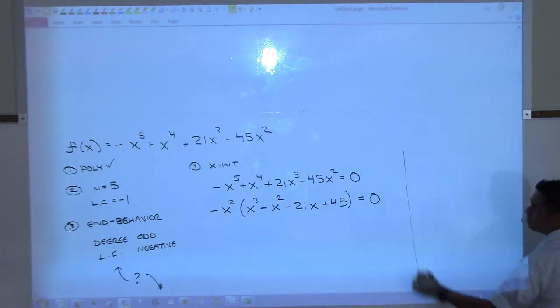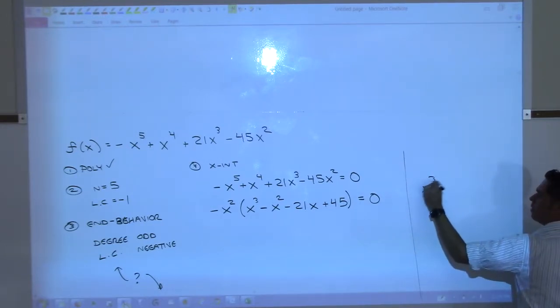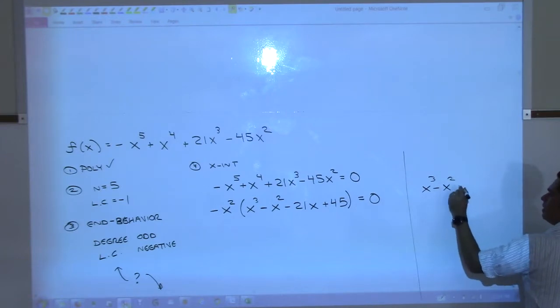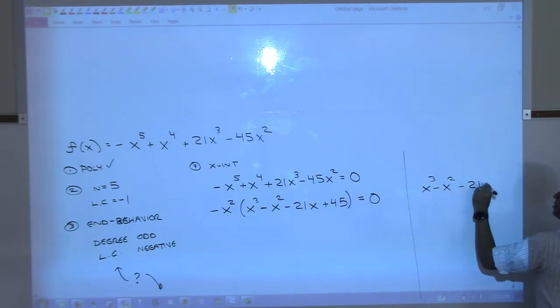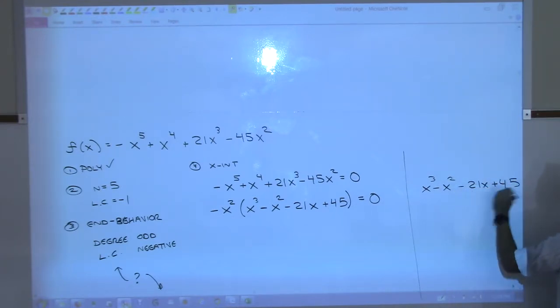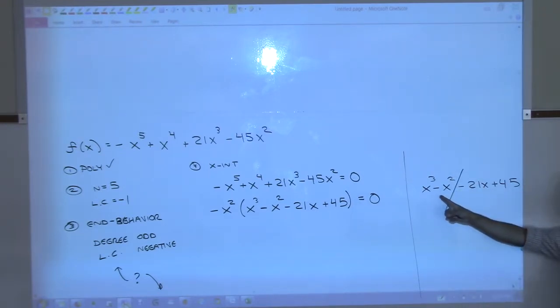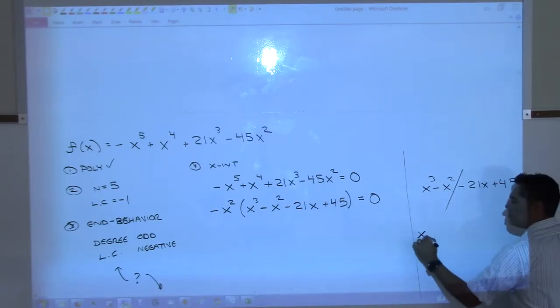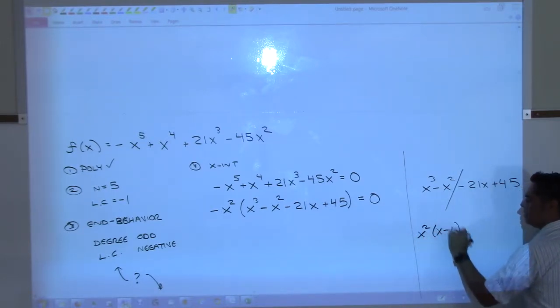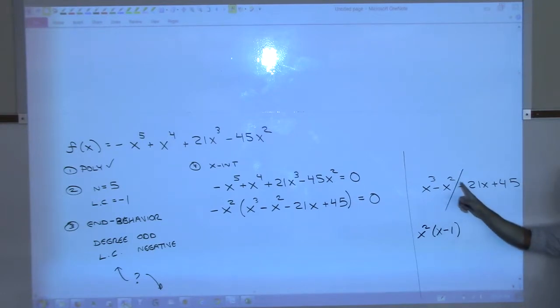So I'm gonna do it right here real quick. Brianna, I know you're probably comfortable with this, right? We're supposed to slash that right there. Okay, so what can you pull out of these two? X squared, right? Okay, so we have an x squared, that would leave us with an x minus 1, right? That's what happens if we pull those out of the first two.